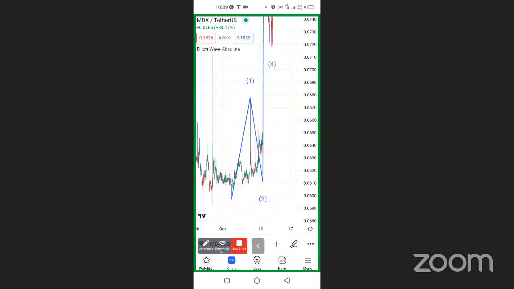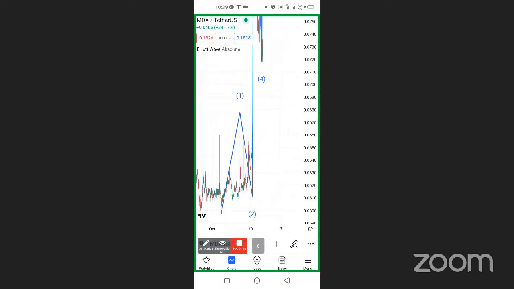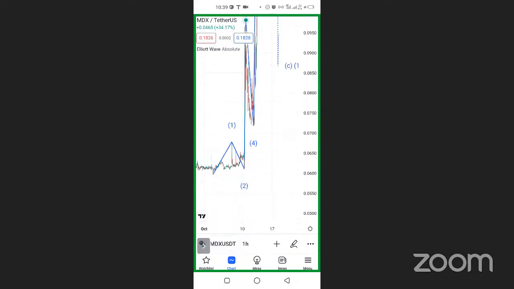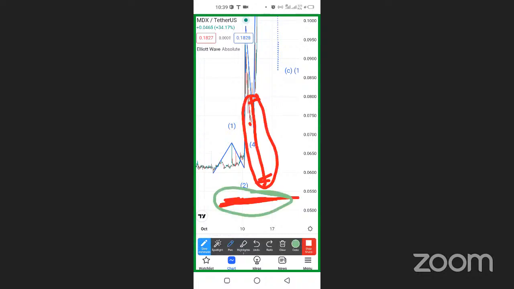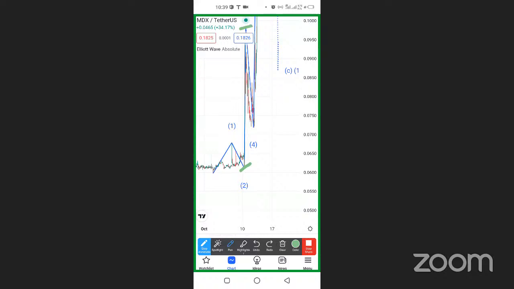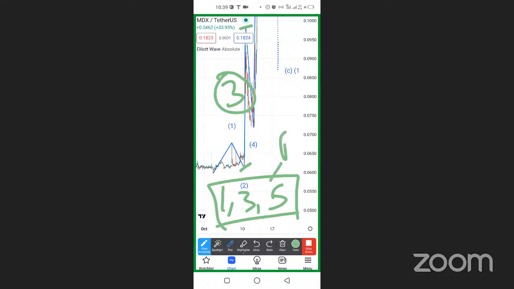Rule number 2. The third wave can never be the shortest. This one, wave number 3, which starts from here to here, can never be the shortest of wave number 1, 3, and 5. Remember, these are the bullish waves. Wave number 1 is bullish, 3 is bullish, and 5 is bullish. But of the 3, wave number 3 can never be the shortest. It usually is the longest wave.